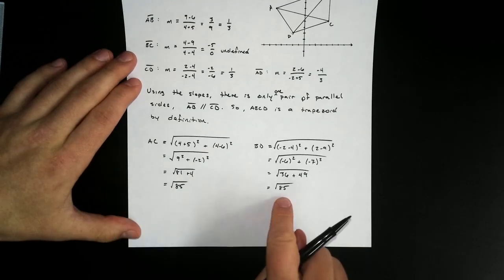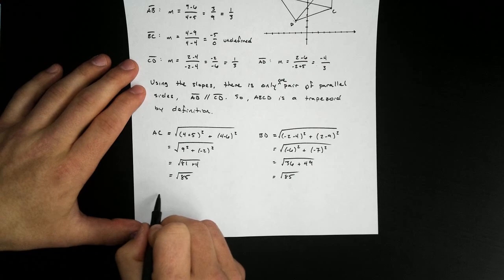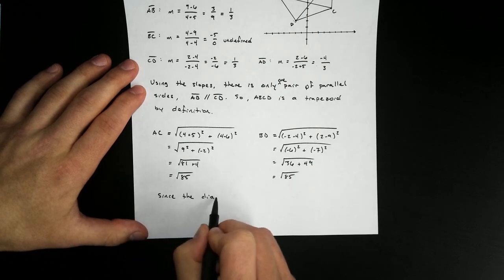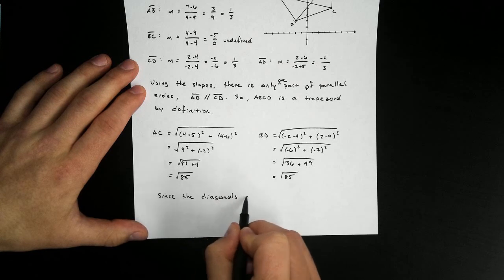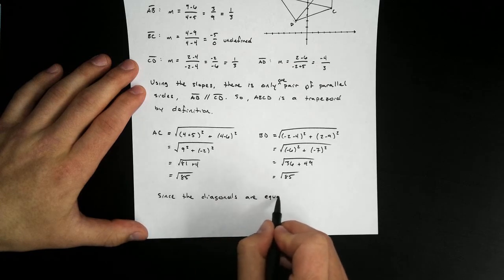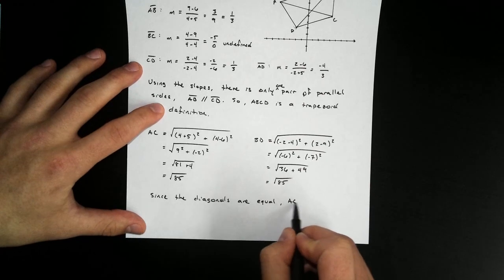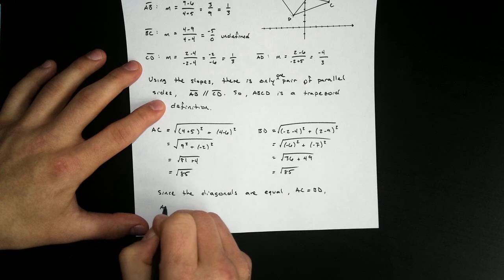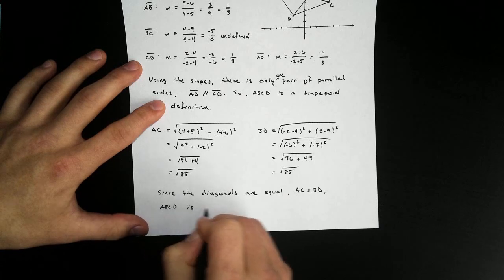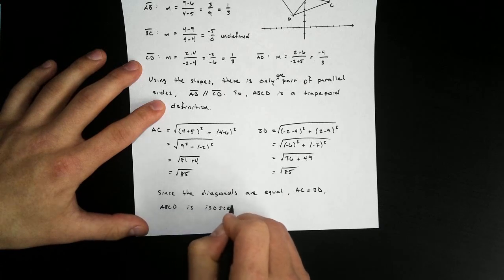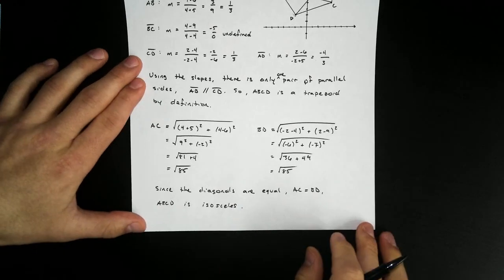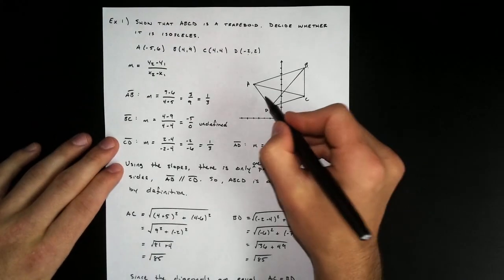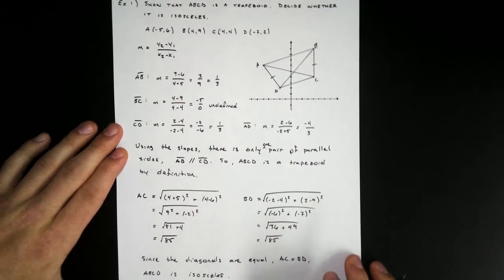Okay, so the diagonals end up having the same length. So the diagonals are equal. So AC is equal to BD. That means that ABCD is isosceles. So using our theorem, using the property of isosceles trapezoids, we can verify that yes, this is isosceles.